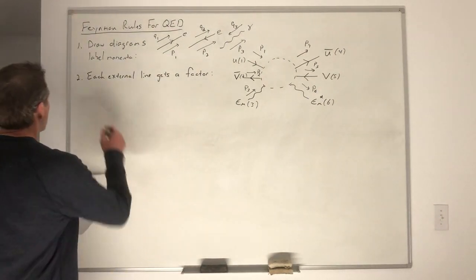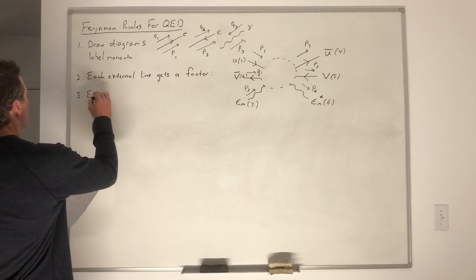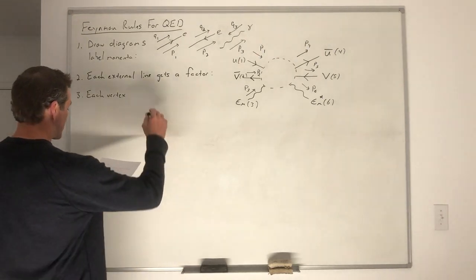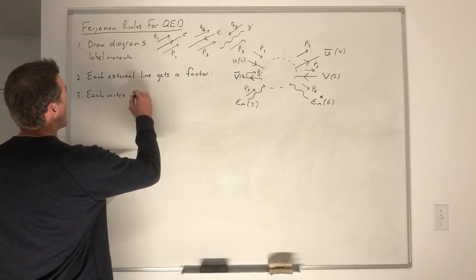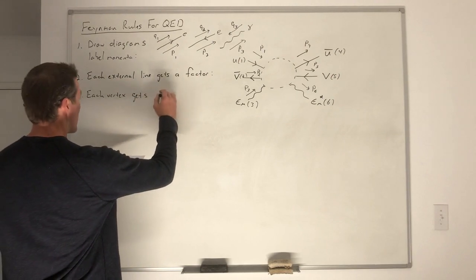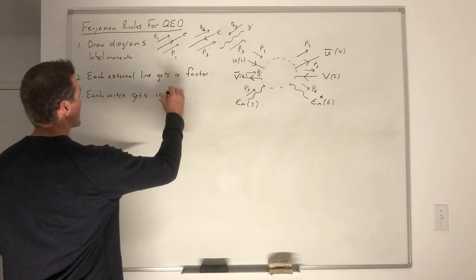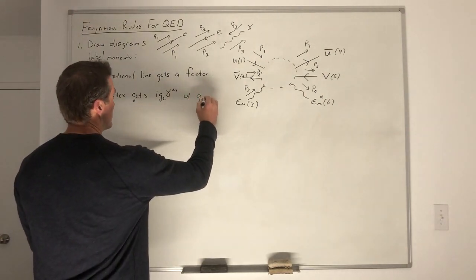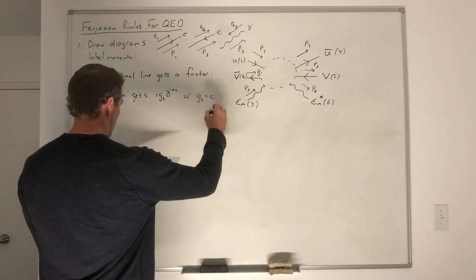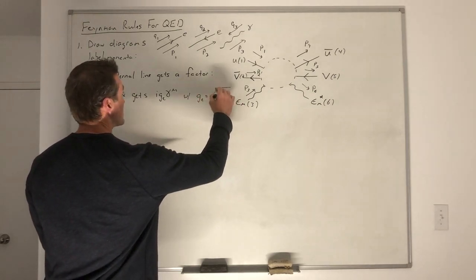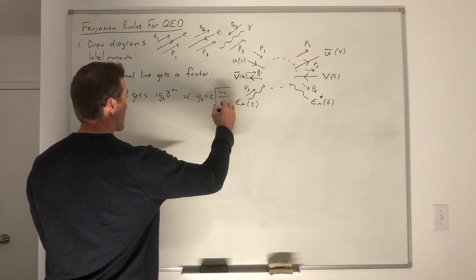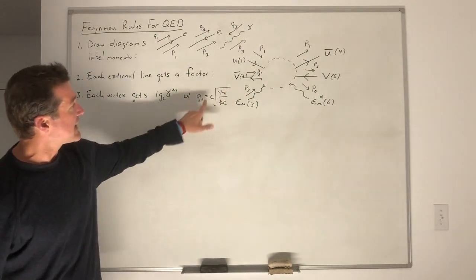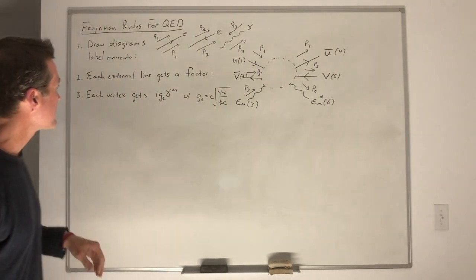All right. For each vertex in our diagram, we get a factor of i times g_e times gamma mu, where g_e is e, the fundamental electron charge, times the square root of 4 pi over h-bar c. So writing g_e just avoids having to write that combination of constants all the time.